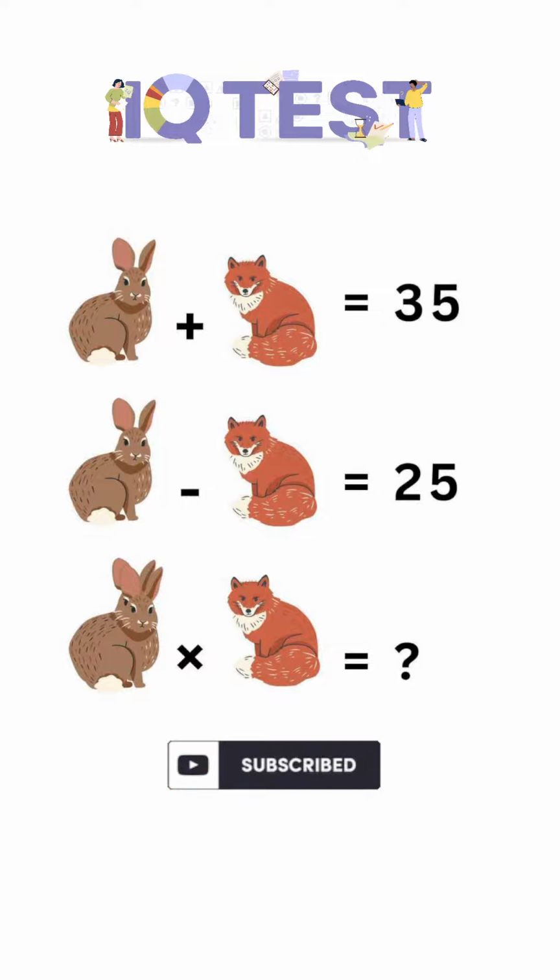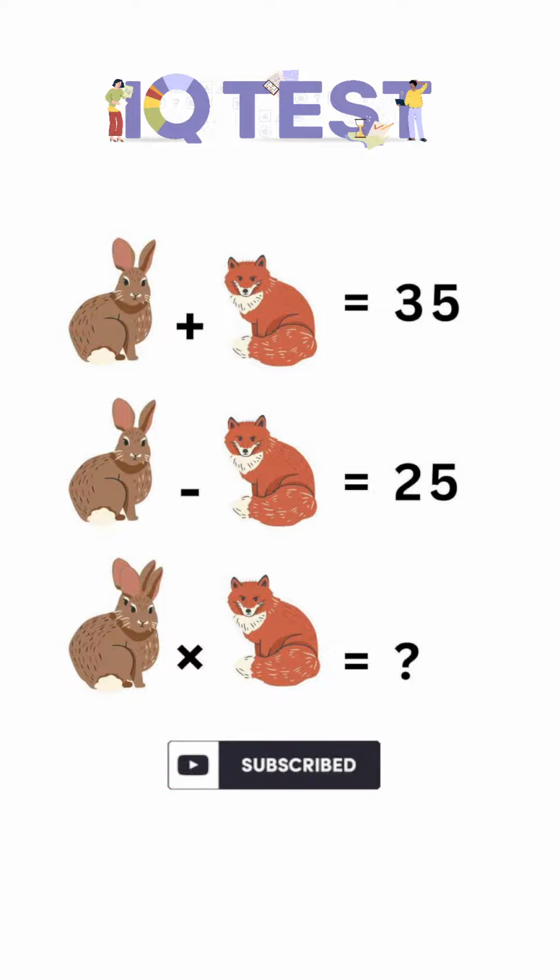Okay, so over here the rabbit is 30, and the fox here is 5. So the rabbit, which is 30, plus the fox, which is 5, is 35. The rabbit, which is 30, minus the fox, which is 5, is 25.